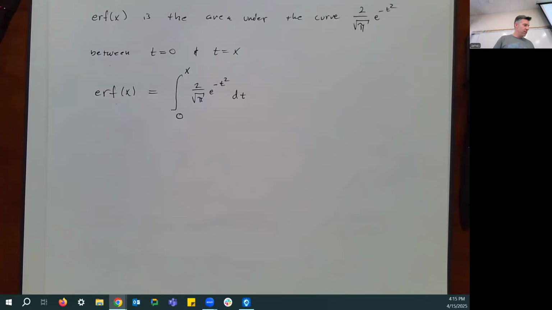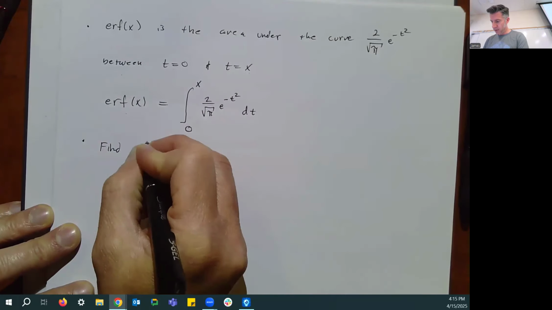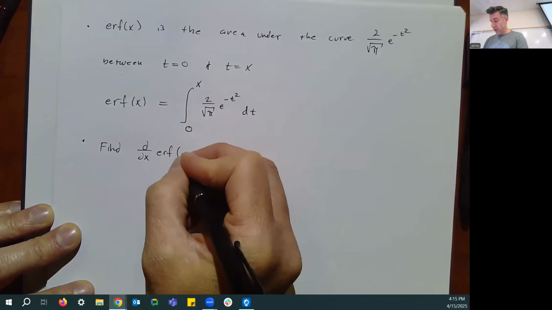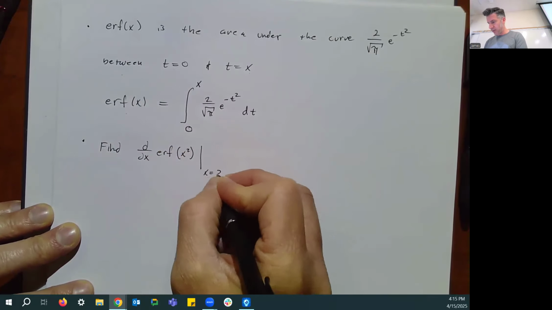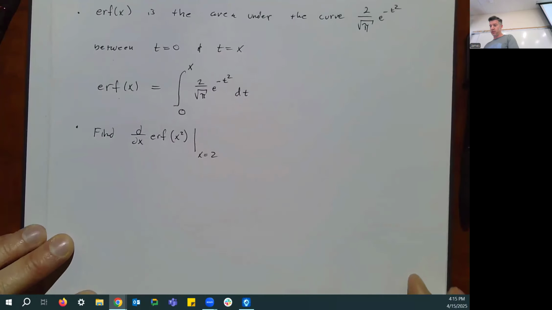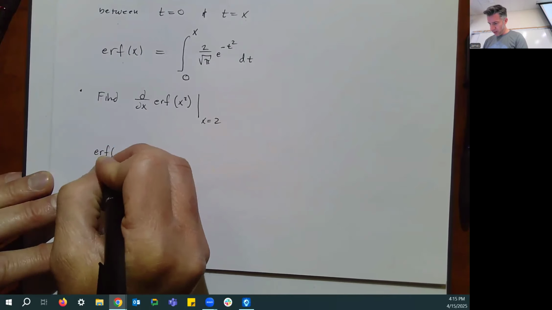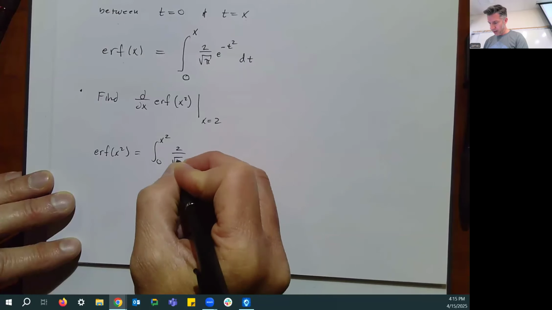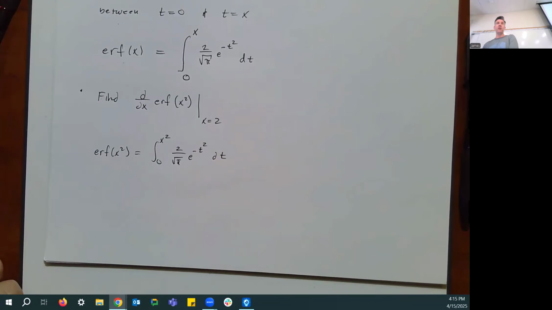So the second part of this question is to find the derivative of this function, ERF of x squared, evaluated at x equal to 2. I would do this in maybe 2 or 3 parts. First, I'm just going to write the function: ERF of x squared is the integral from 0 to x squared of 2 over root pi e to the negative t squared dt. And then we're going to differentiate that.